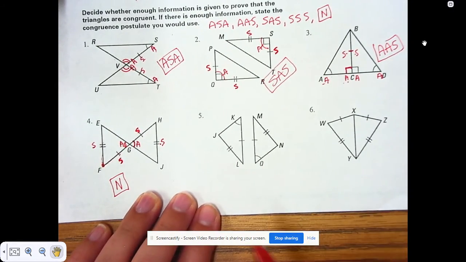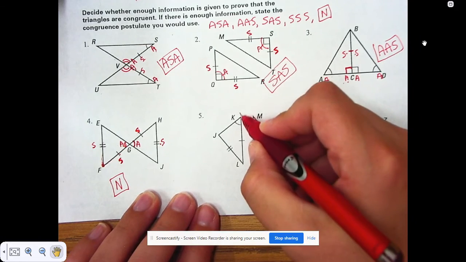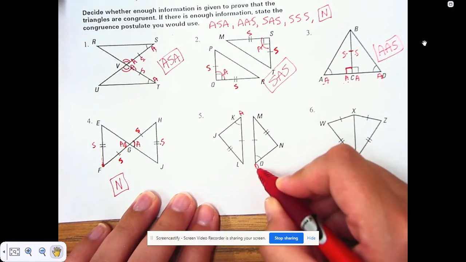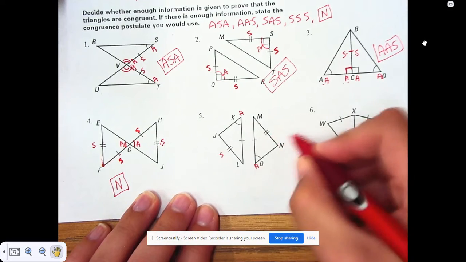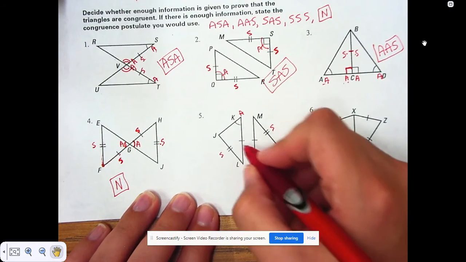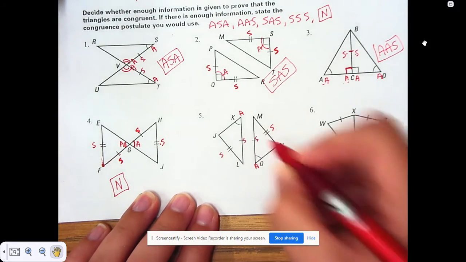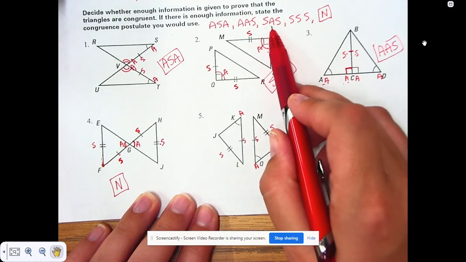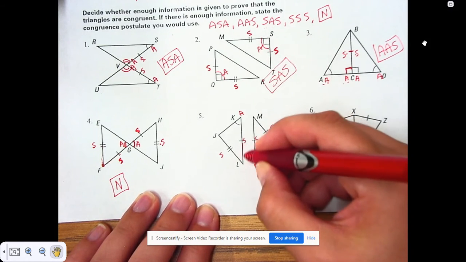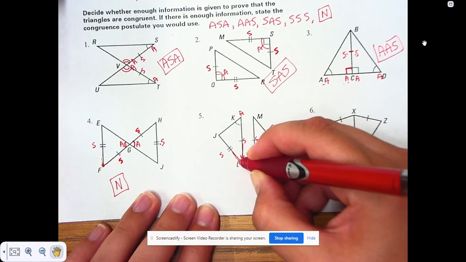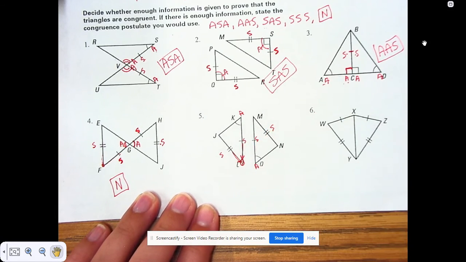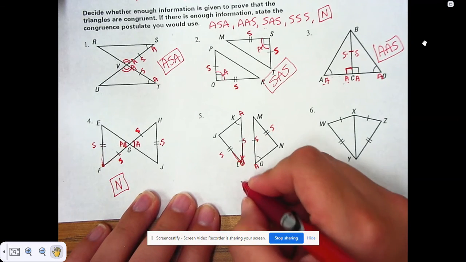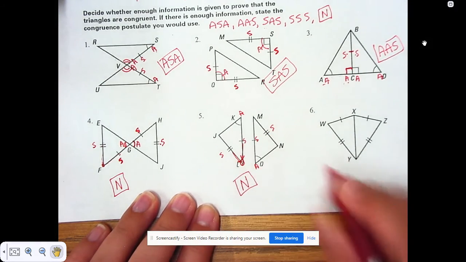Okay. The next one, we have an angle and an angle. We have a side and a side and a side. So once again, when you have 2 sides and an angle, the angle has to be in between. So when I look at these sides, I notice that they connect here. Is that the angle that's marked? No. So this again would be a not enough information.